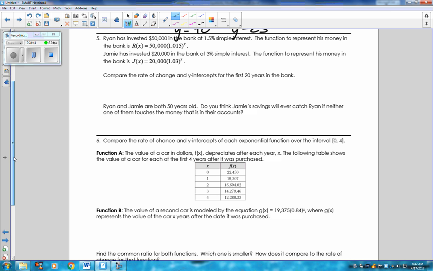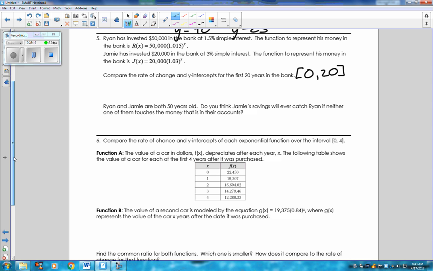Ryan has invested $50,000 in the bank at a 1.5% simple interest. The function to represent his money in the bank is given as this equation. Jamie has invested $20,000 in the bank at 3% simple interest. The function has been given to you to represent his money. Compare the rate of change and y-intercepts for the first 20 years in the bank. You're comparing the rate of change from the interval 0 to 20.